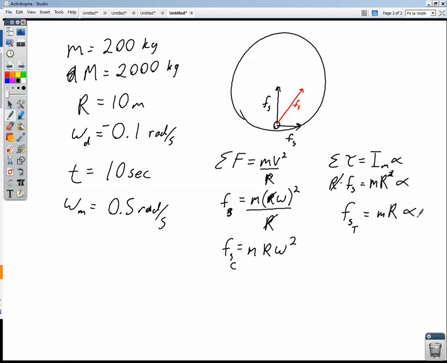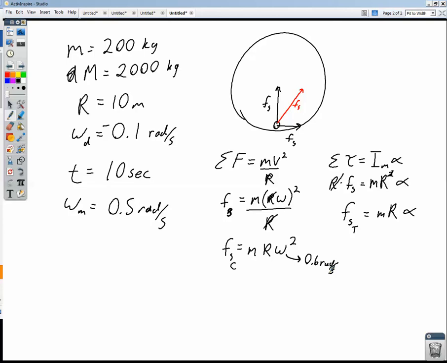So for the circular component here, it's important to recognize that this omega is not 0.5. It's going to be the relative omega. If you were standing on the merry-go-round and didn't realize you were in motion, you would see the motorcycle going at the relative velocity, which would be 0.5 plus 0.1. So this is going to be 0.6 radians per second.